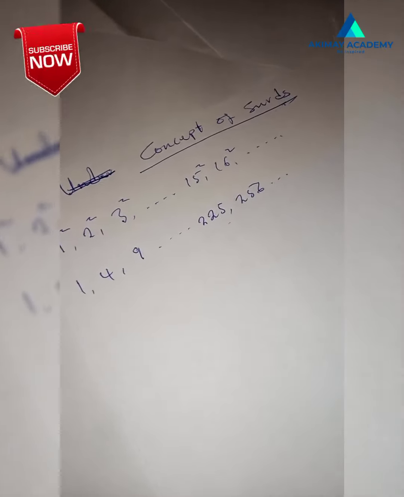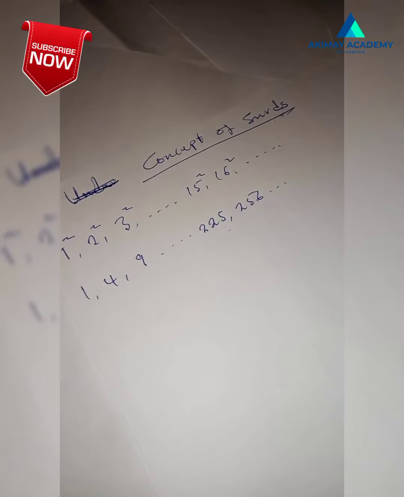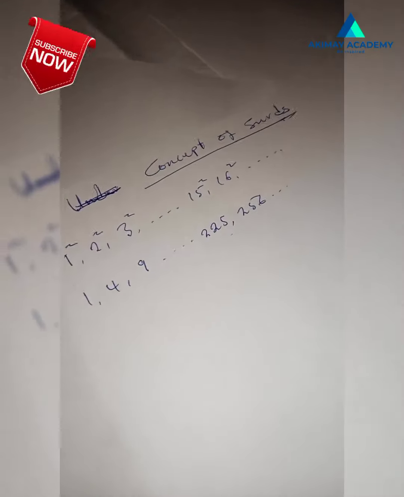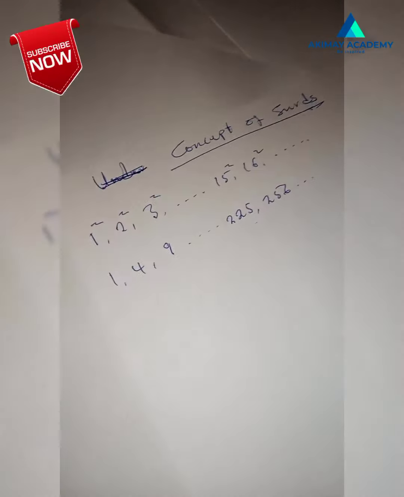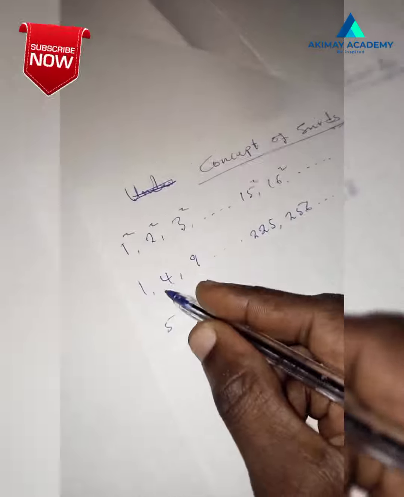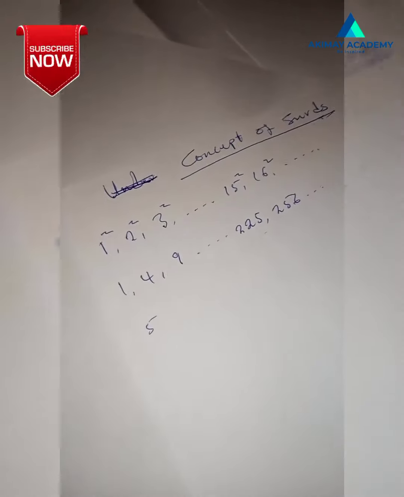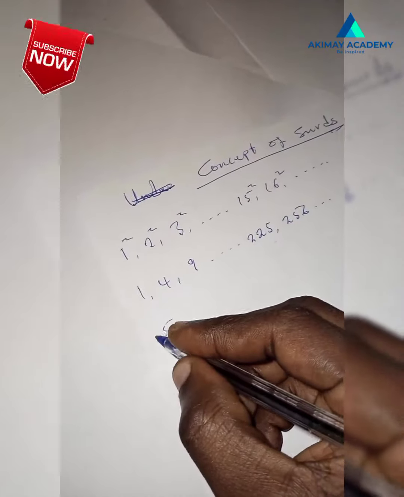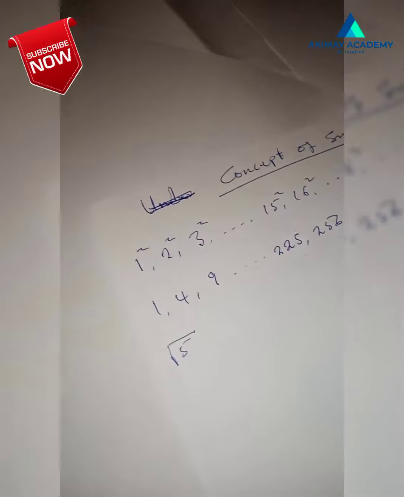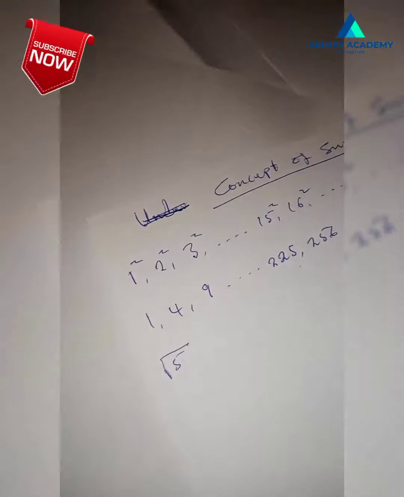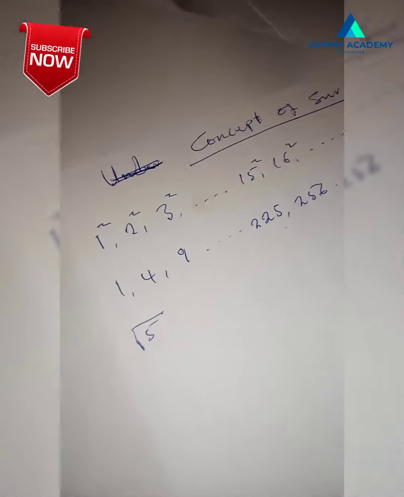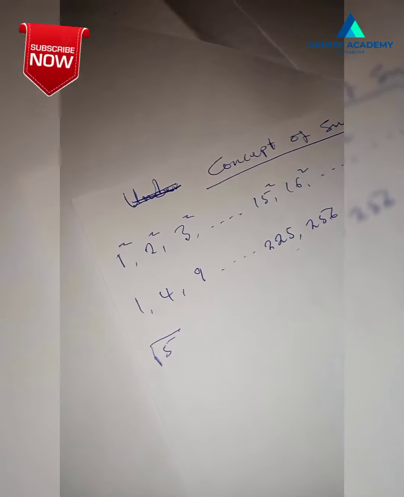The numbers apart from these are non-perfect square numbers. Anytime we see these numbers under the radical sign, they become a surd. For example, 5 is not among the perfect squares, so whenever we have a radical sign over 5, this value becomes a surd. It's an irrational number.